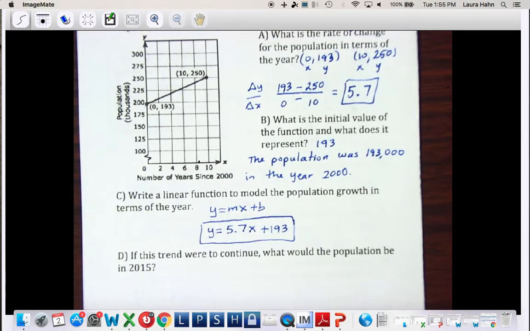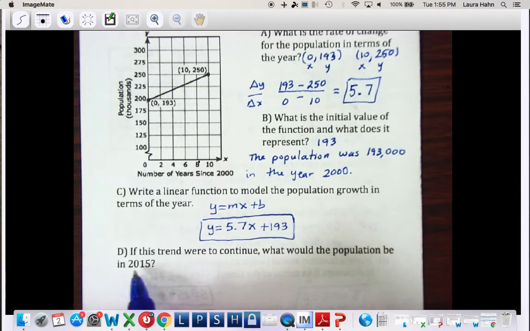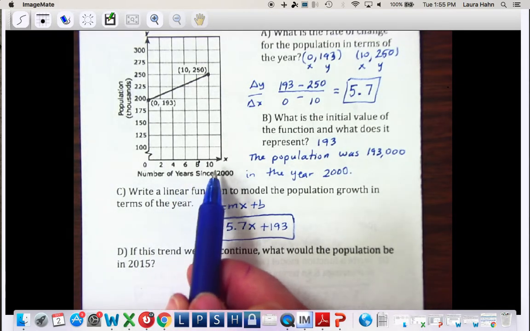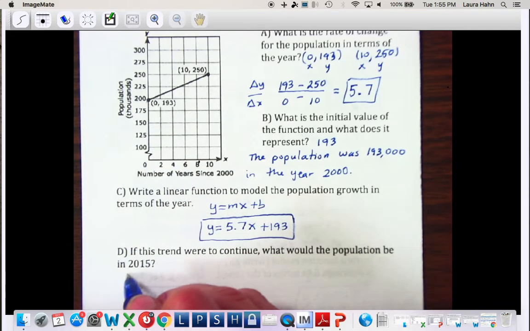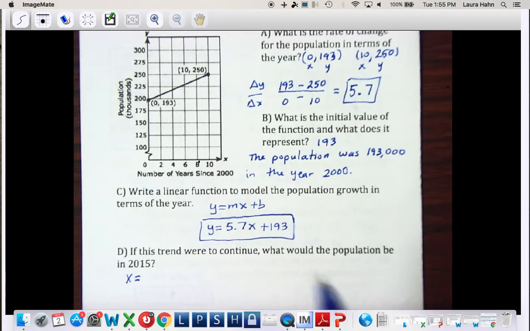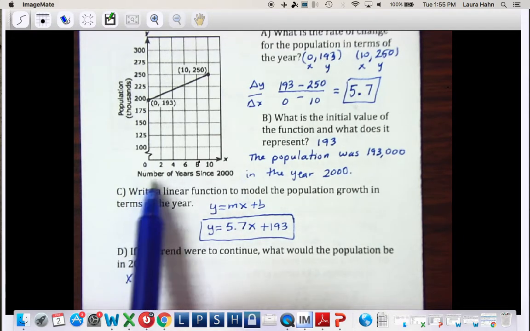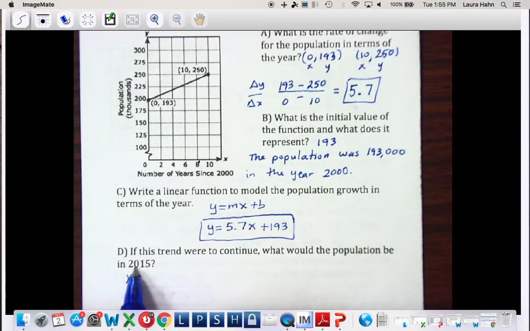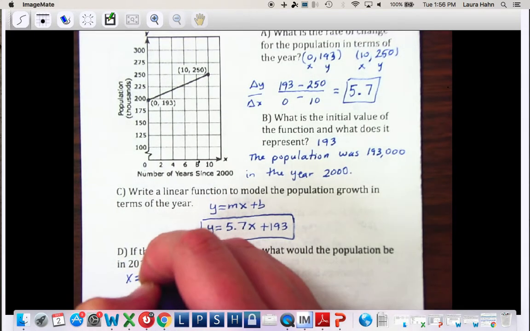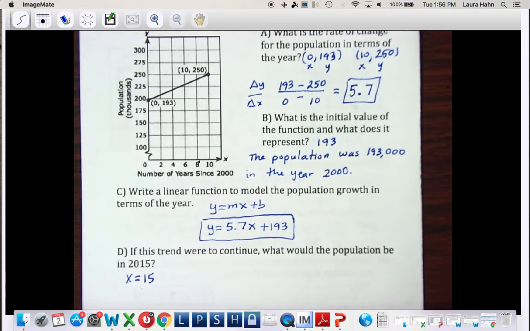It wants to know if this trend were to continue, what would the population be in 2015? Okay, well this is a year, so I know that this is talking about my x's. Since x is years, y is population. So I know that this is an x. But 2015, when the x is not 2015, because x is the number of years since 2000. Well, I know if it's 2015, that's been 15 years since 2000.